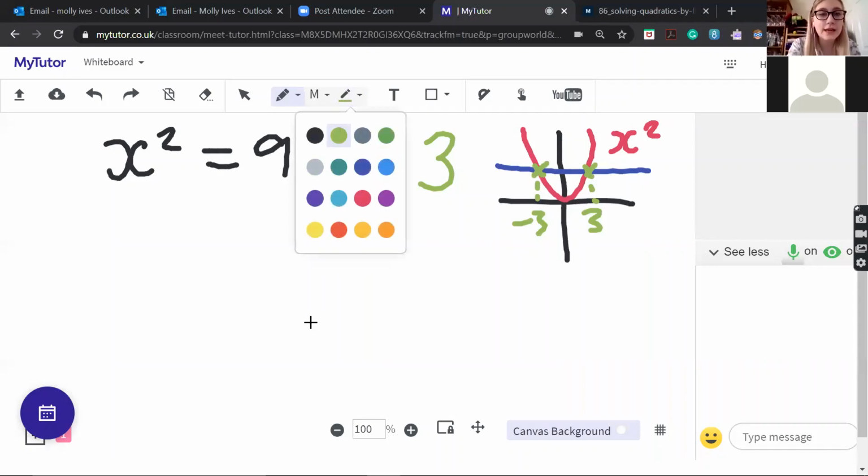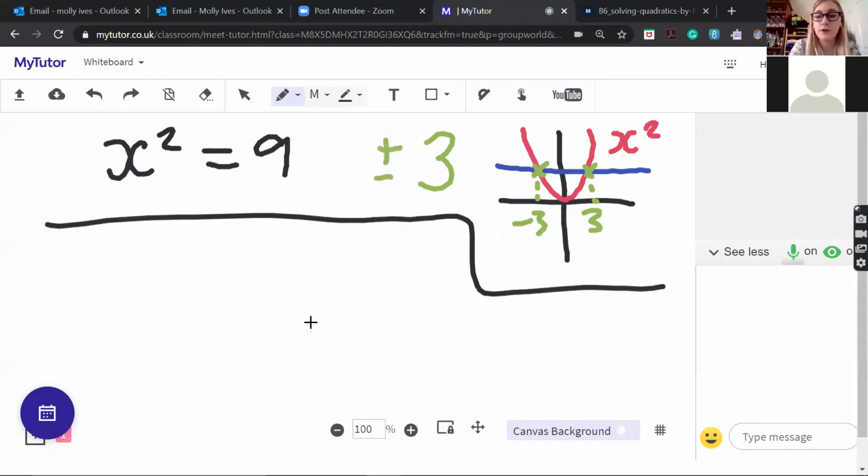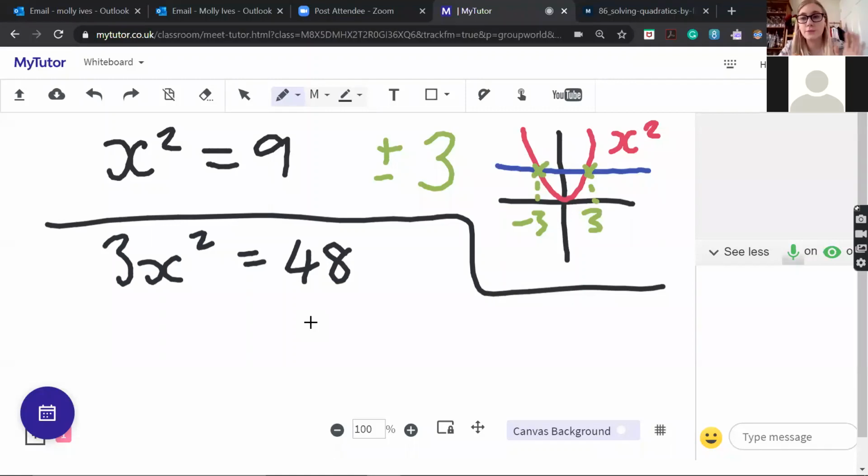So we can then get slightly more complicated ones. For example, 3x squared equals 48. So for this we've got to do a little bit of fiddling before we can solve it.